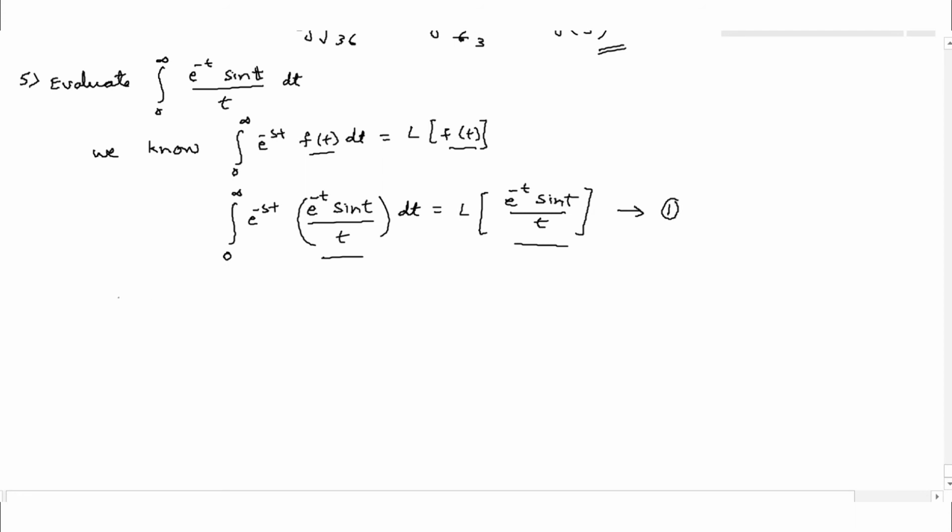So we need to just evaluate the Laplace transform. So let us take Laplace transform of e power of minus t sin t.